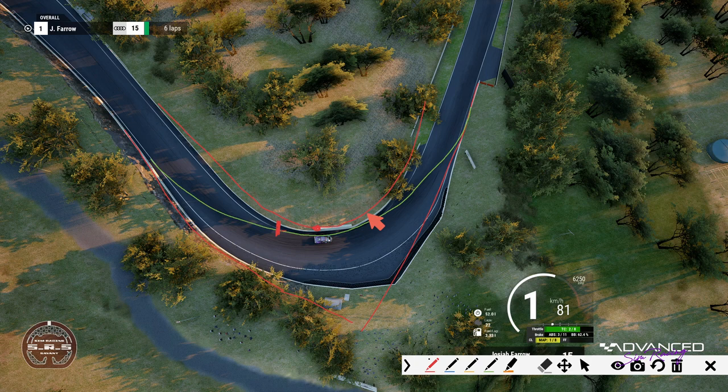On the flip side of that, if you're still slowing down up until this point, you're obviously not going to be carrying enough speed, and this whole section here, this distance here, you're going to be sacrificing because you won't be on power yet. So you're always going to be carrying less speed as you come out of the corner.